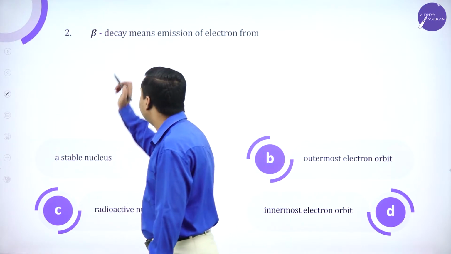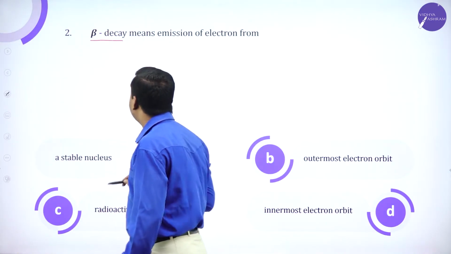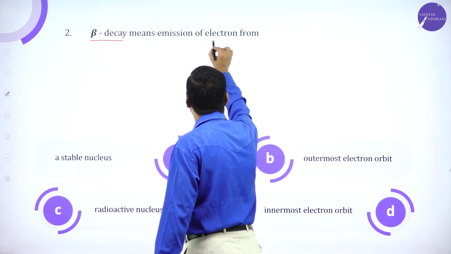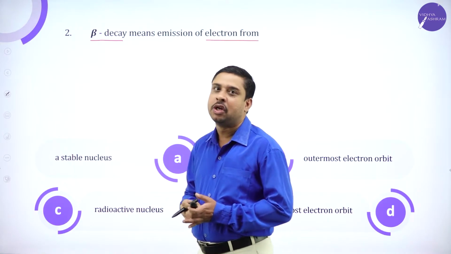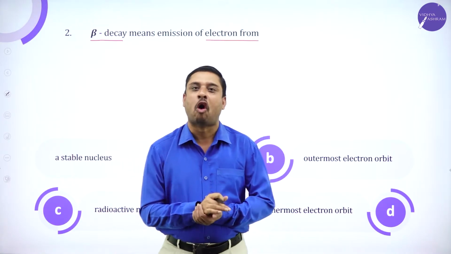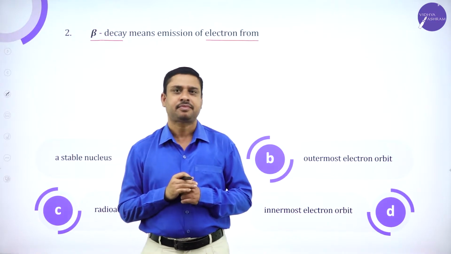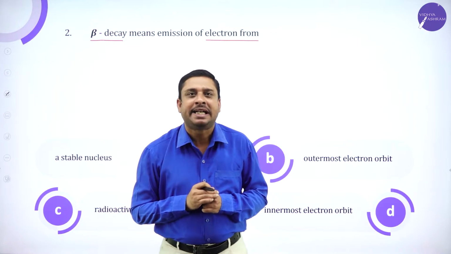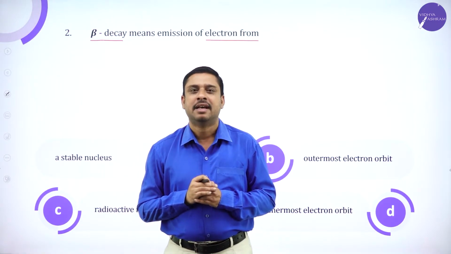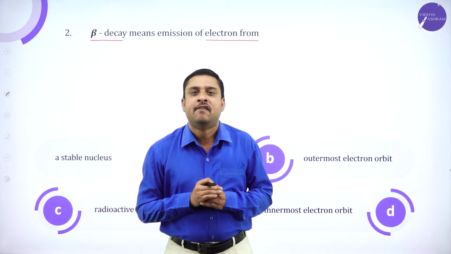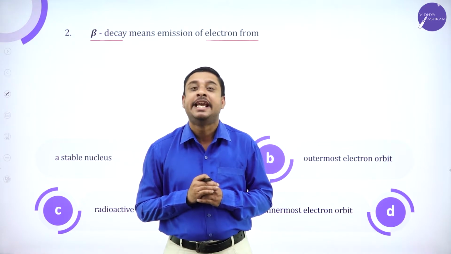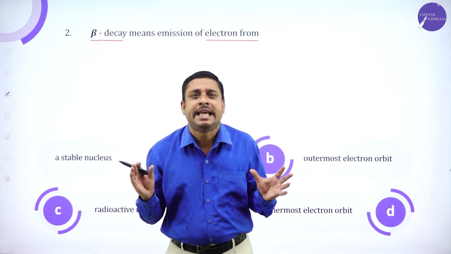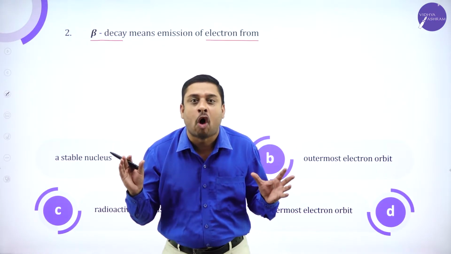The second question, beta decay means emission of an electron from. My dear students, beta decay is a very, very unique process, a very unique phenomenon.